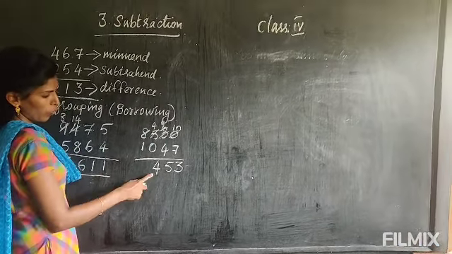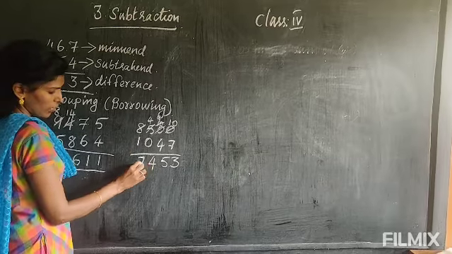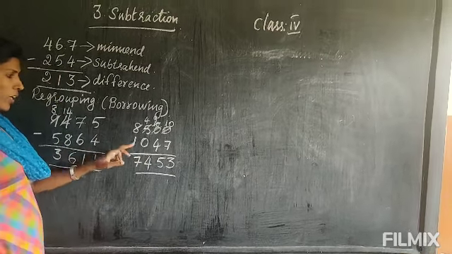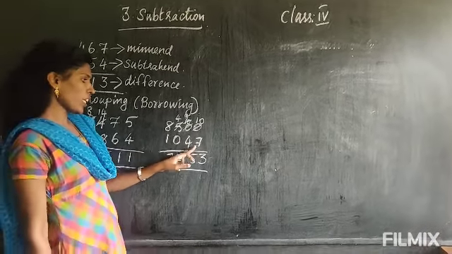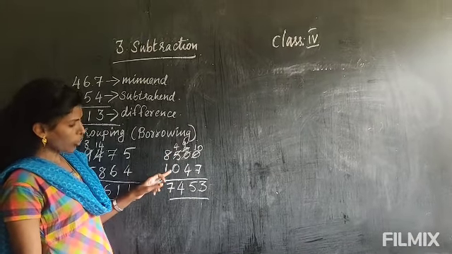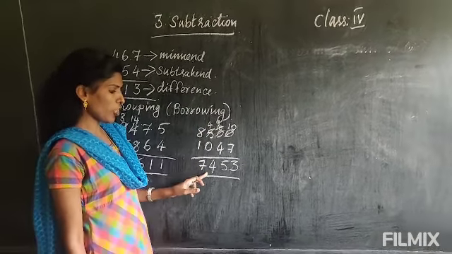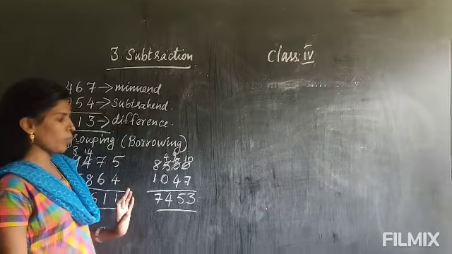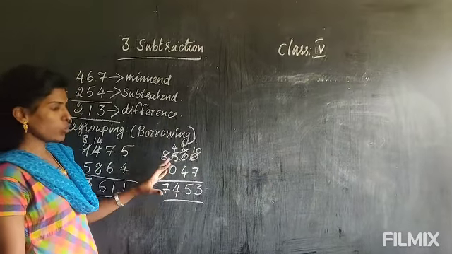So it will be 4. 8 minus 1, 7. So remember this, I want to remind you here. From 0 you cannot minus any number, so you will borrow. But from any number you can minus 0. From any number you can minus 0, you will get the same number only as the answer. So these two you keep in mind.